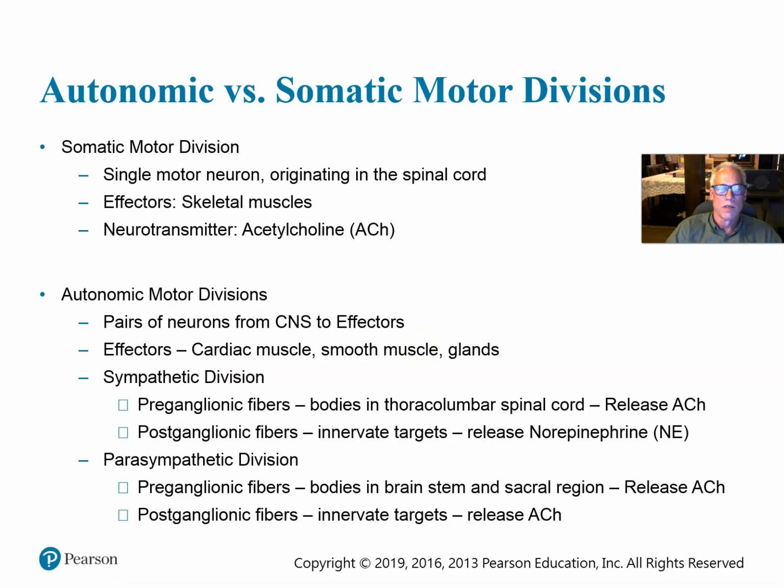So this is just a listing out of the things we just talked about for the most part. The autonomic motor system has pairs of neurons in each pathway. The effectors are cardiac muscle, smooth muscle, and glands. Where are the preganglionic neuron cell bodies in the central nervous system? This is unique. The sympathetic division has its cell bodies in the thoracolumbar spinal cord, the lateral horns of the gray matter of the spinal cord. The preganglionic neurons of the parasympathetic division are in the brainstem and in the sacral region near the spinal cord.